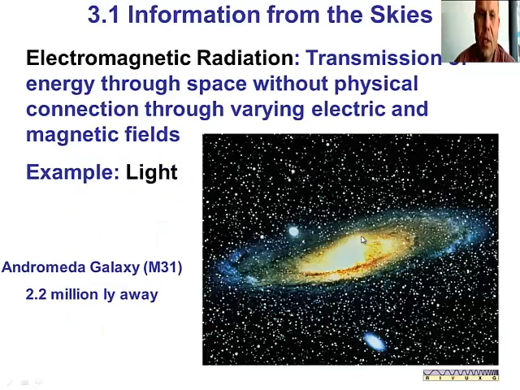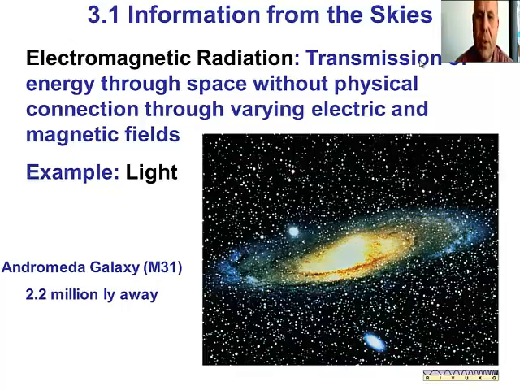All right, so what does the information in the sky tell us? Well, we use electromagnetic radiation to tell us a lot of this. It's a transmission of energy from whatever the source may be. Maybe a star, maybe a galaxy. The best example of this, of course, is light, because if you go out at night, you look up, you see that light. That's the biggest one we use.